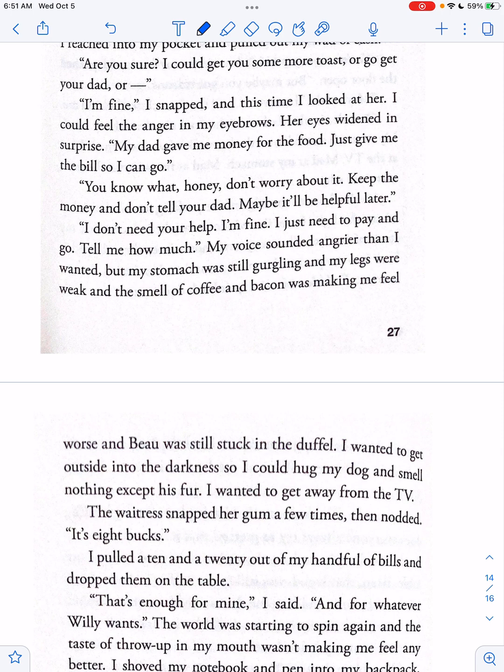"You know what, honey? Don't worry about it. Keep the money and don't tell your dad. Maybe it'll be helpful later." "I don't need your help. I'm fine. I just need to pay and go. Tell me how much." My voice sounded angrier than I wanted, but my stomach was still gurgling and my legs were weak, and the smell of coffee and bacon was making me feel worse, and Bo was still stuck in the duffel. I wanted to get outside into the darkness so I could hug my dog and smell nothing except his fur. I wanted to get away from the TV.